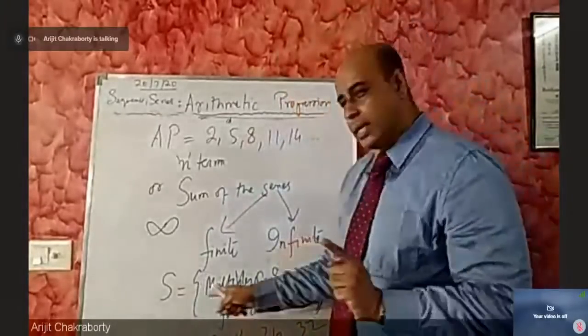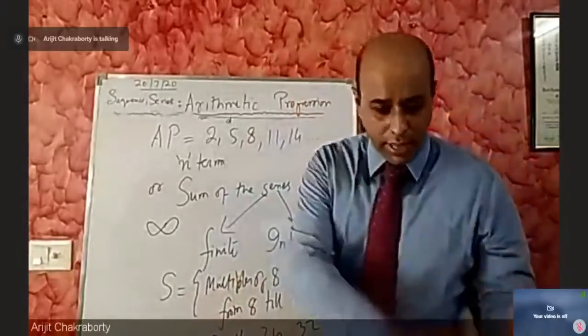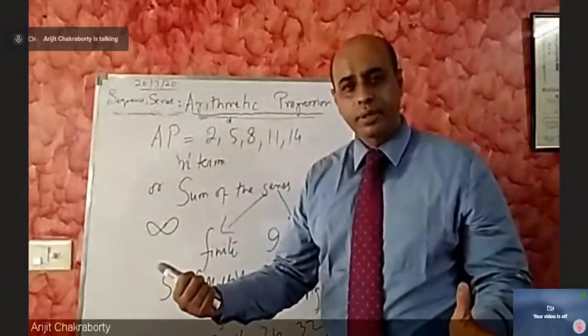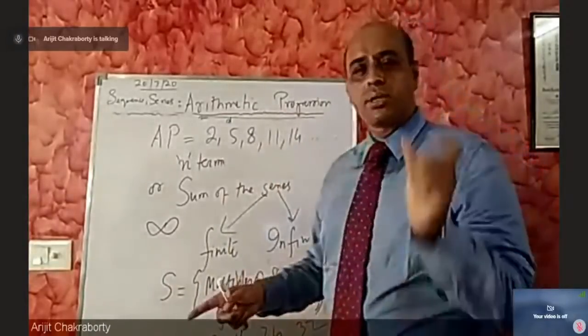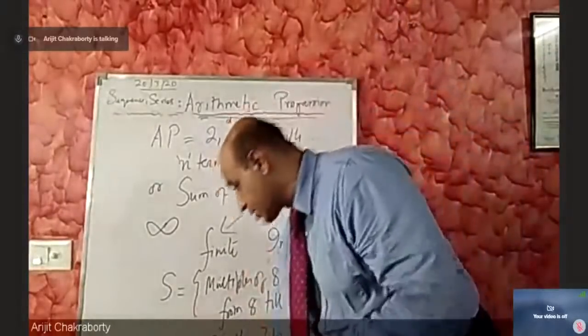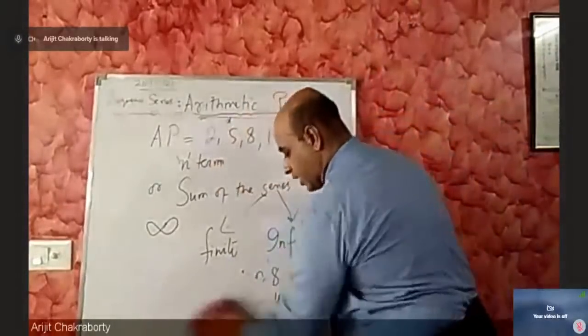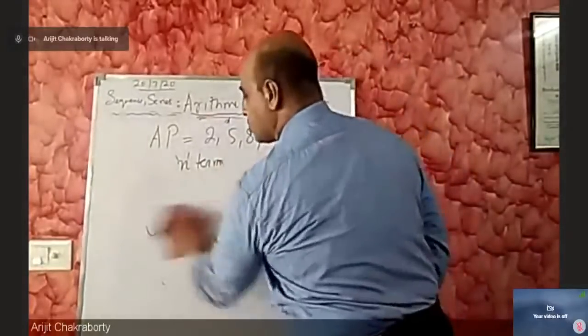This is a series which has the multiples of 8 from 8 till 8 million. This is an arithmetic series because the common difference will be 8. It is constant. So this is an example of a finite series, right? In finite series, I have already taken examples. Now we come to the formula.